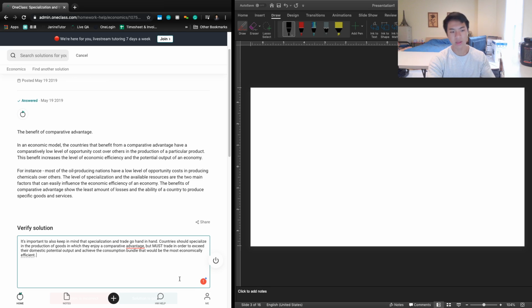Okay, and so other than that, if we include that definition and incorporate this idea of trade, then this is a great answer. And so we have no other major issues with the way that this was written.